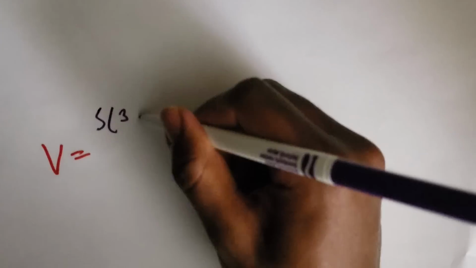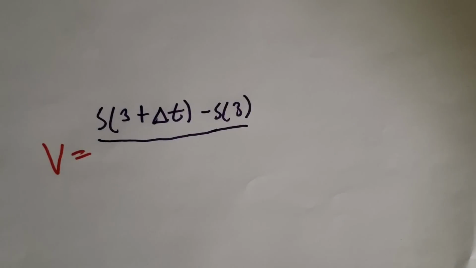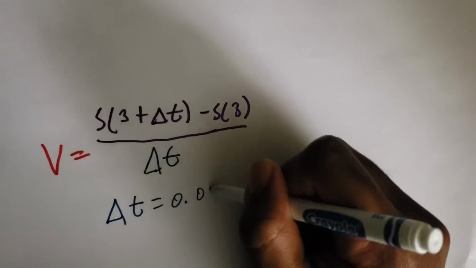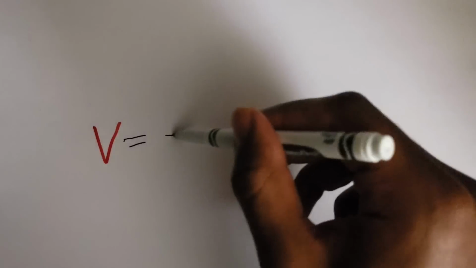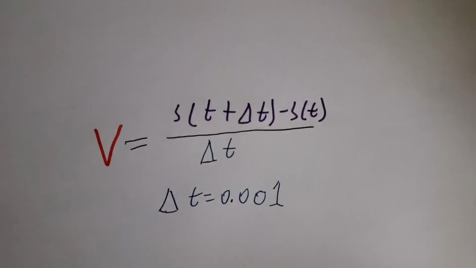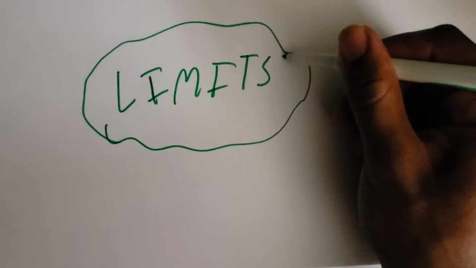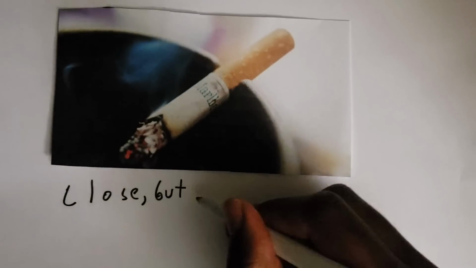So if I made delta t equal to 0.001, then plug this into the speed equation, this would give us a really great approximation for the speed at t equals 3, or at any other t value. Now this right here is almost what a derivative is, but we are still missing one piece of the puzzle: limits. Without limits, our equation is only an approximation for instantaneous speed.